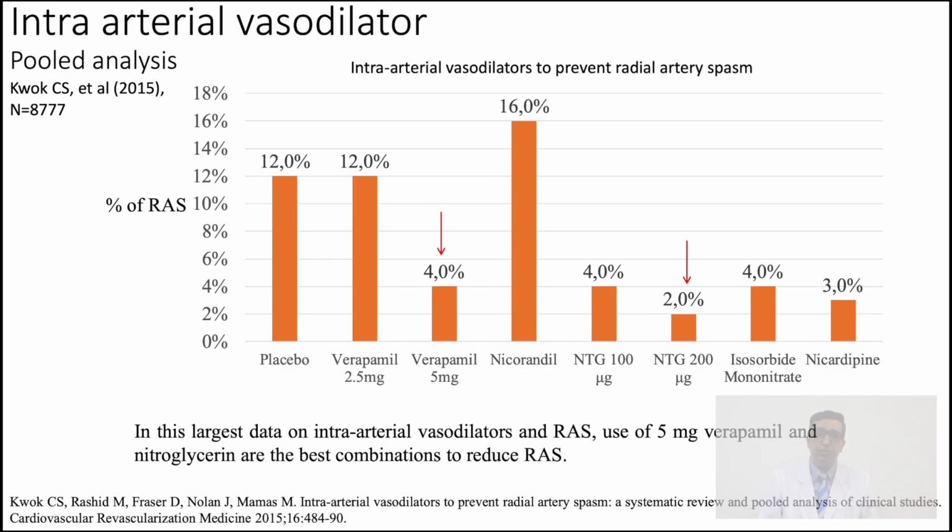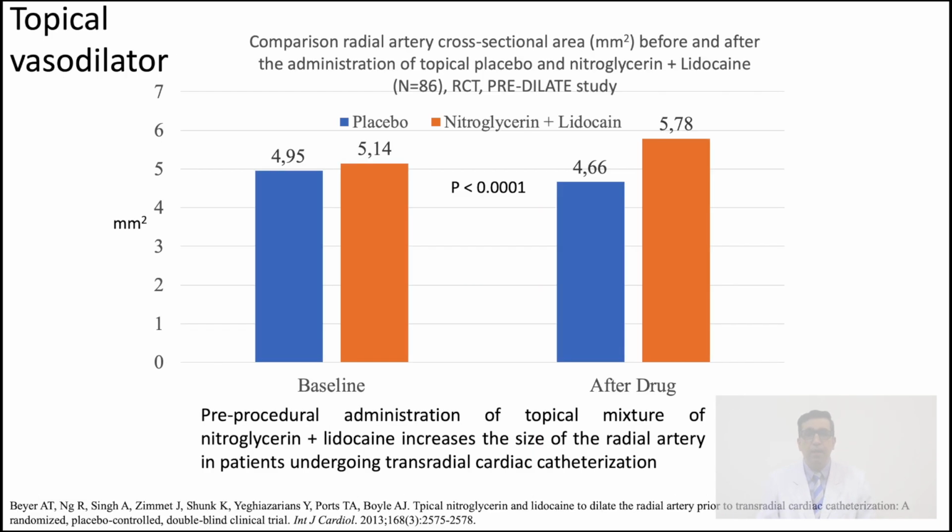A pooled analysis of almost 9,000 patients showed that the use of 5 mg verapamil or 100 or 200 microgram of nitroglycerin was associated with a reduced risk of radial artery spasm. The use of topical vasodilator can be seen from the PREDILATE study, which showed that a topical mixture of nitroglycerin and lidocaine increases the size of the radial artery in patients undergoing transradial catheterization, and this may lead to a reduced risk of radial artery spasm.